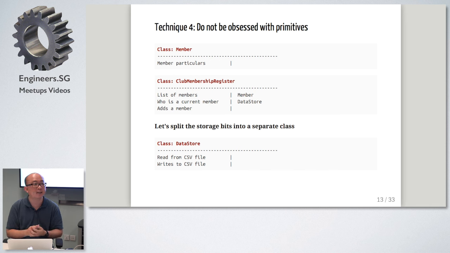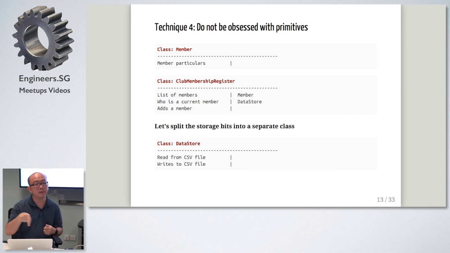And the data store has only two responsibilities. Its only responsibility is to read the CSV file and to write to it, right? Straightforward, right? So three different classes with three distinct sets of responsibilities, and from this diagram you can see who the collaborators are that each could possibly work with. Because the membership register is basically the center of the application.